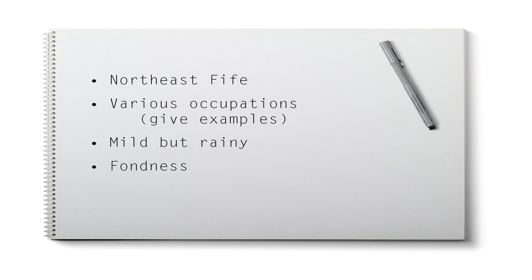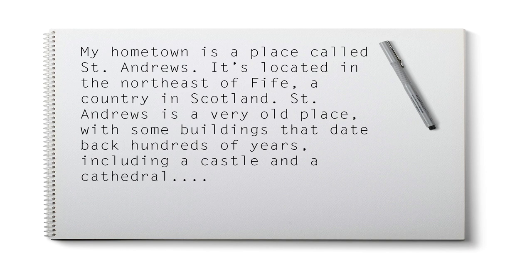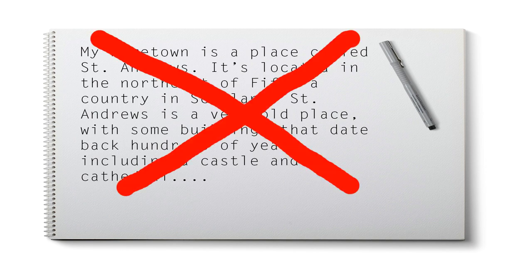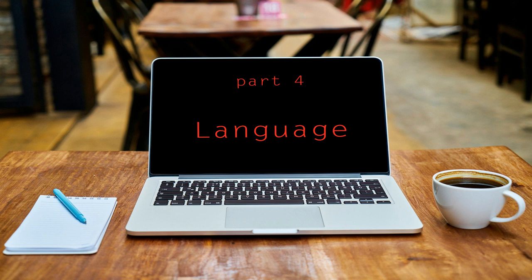As you can see, I've not written much. I did not, for example, waste time writing the name of my hometown, because I'm not likely to forget that. I wrote down its rough location and a few other key ideas I would like to mention in my speech. There are no full sentences or even long phrases here, as it would not help me much to write them down.